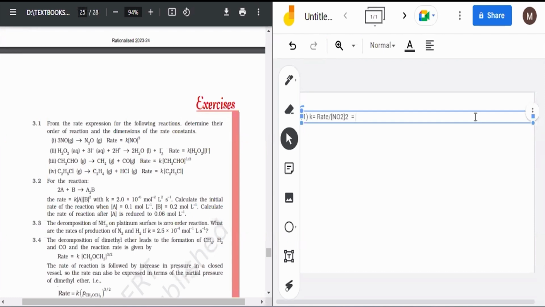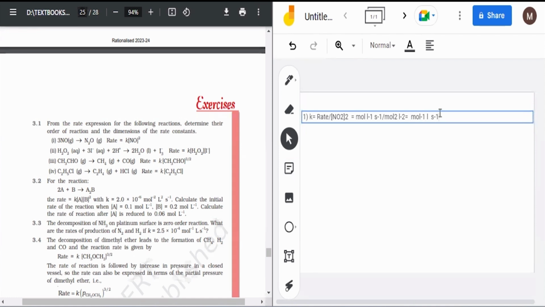the unit of rate I told you: rate is mole per liter per second, divided by the square of the concentration of NO2. The unit of concentration is mole per liter, so the square of mole per liter becomes mole to the power 2 and liter to the power minus 2. Simplifying, one mole cancels, so we get mole to the power minus 1, and liter to the power 1 remains in the denominator... so that becomes liter to the power 1 and second inverse. Okay, so this is our required unit for this section.